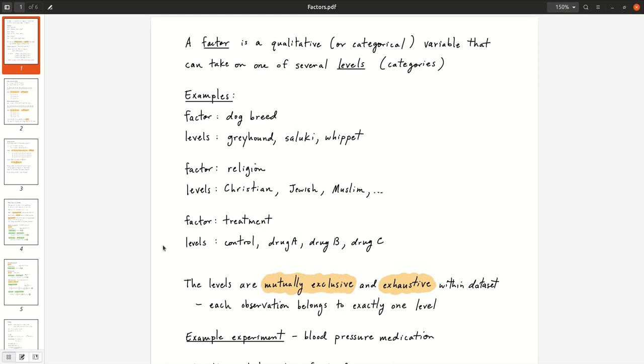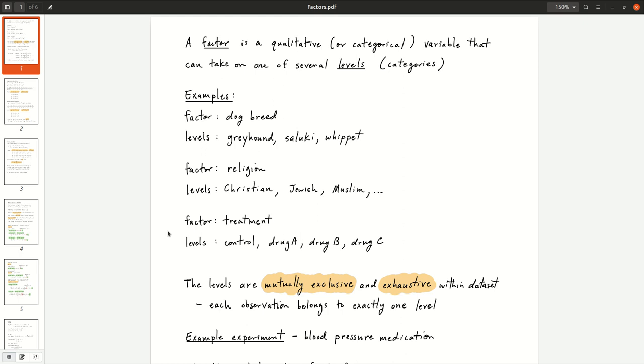Now the important thing to remember about factors is that for each factor variable, its levels are mutually exclusive and exhaustive within the data set. What that means is that for every row of the data set, or every subject in the data set, they have one and exactly one level of the factor. You can imagine that, for this drug trial, for example, you might have a group that received both drug A and drug B. To deal with that, you would just create an additional level of the factor, which is drug A and drug B. So we'll always think of the levels of the factor as mutually exclusive and exhaustive within the data set.